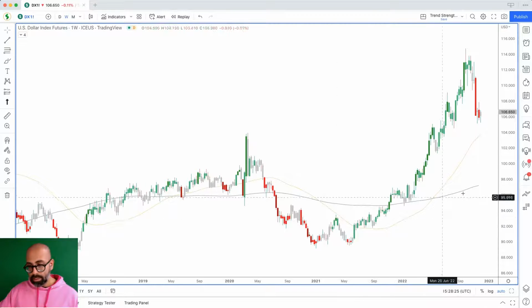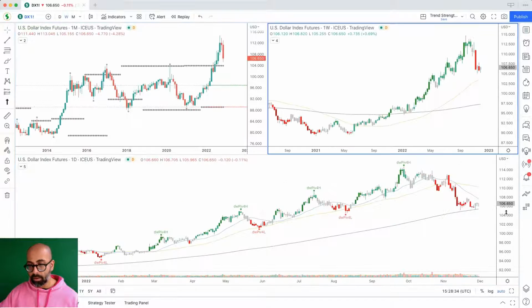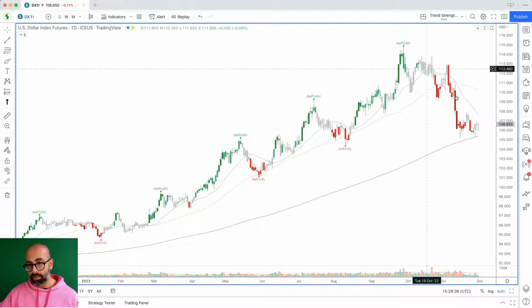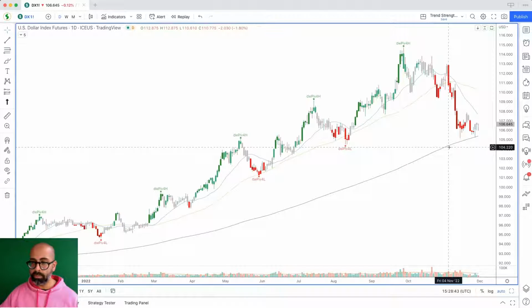This is the weekly: price above the 200 and the 50 simple moving average. Quite a drop to the downside. The trend filter has turned red, suggesting we could see further weakness. And if you look at the daily time frame, the weakness since September, I believe, the high point in September, has taken price back to the 200 simple moving average.